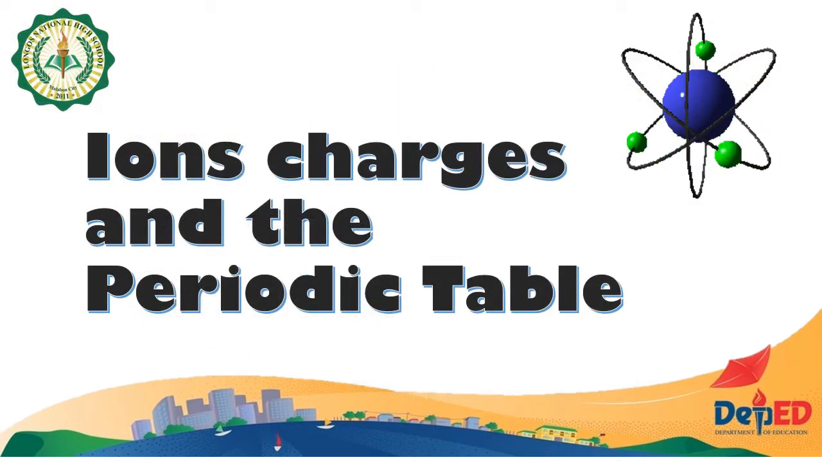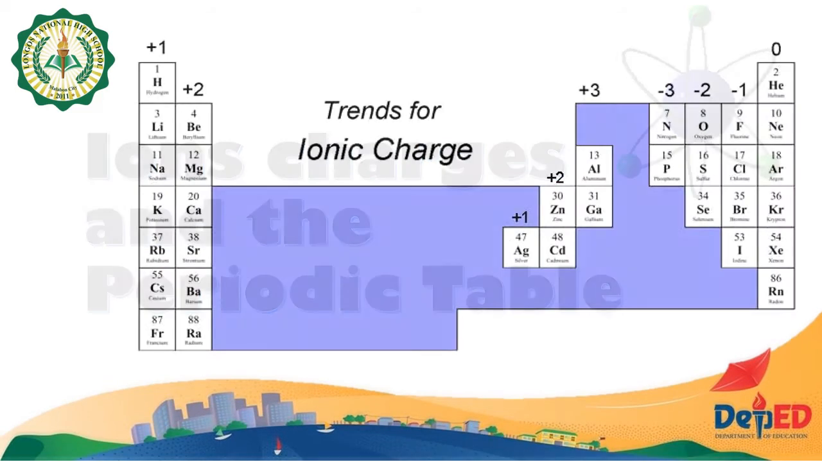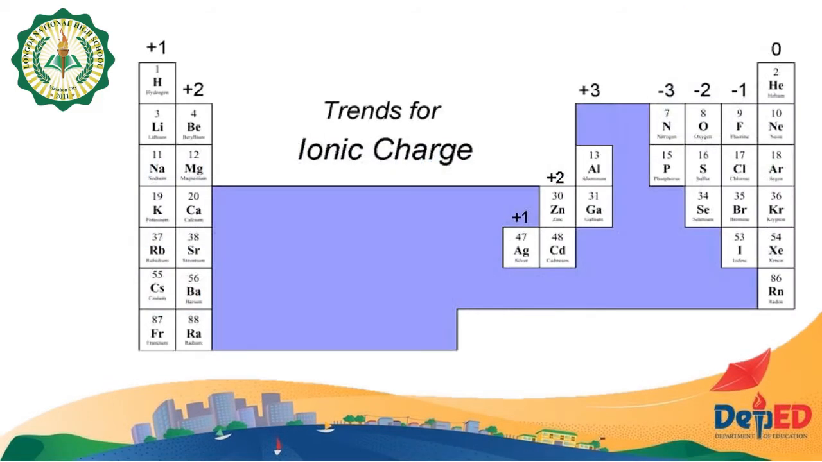Ion charges and the periodic table. We find our periodic table very useful if we want to know what kind of ions are formed by a given atom. As shown on your screen, note that the group 1 metals form 1 positive ions and the group 2 metals form 2 positive ions. On the other hand, those on the right side form negative ions by gaining electrons.